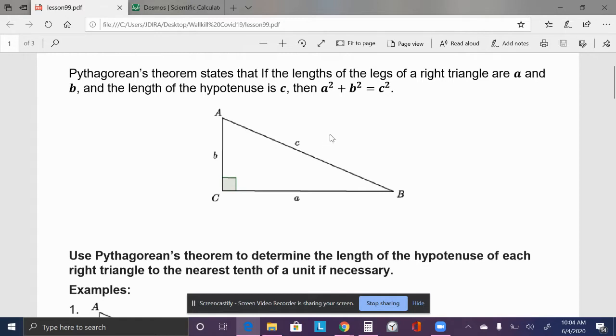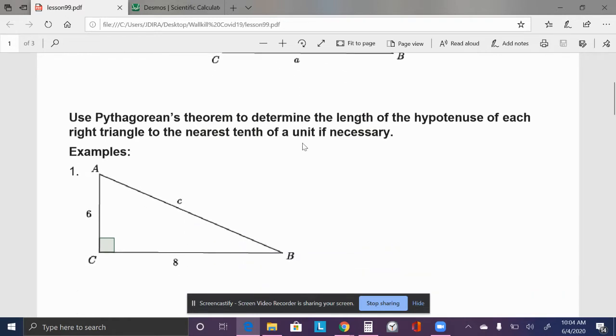And that goes for all right triangles. All right, so we're going to use this theorem to determine the length of the hypotenuse. Remember, the hypotenuse is always across from the right angle, and it's always good to be able to know where that is in the diagram. And we're going to round our answers to the nearest tenth, if necessary. Sometimes you might not have to round. So let's look at the first example.